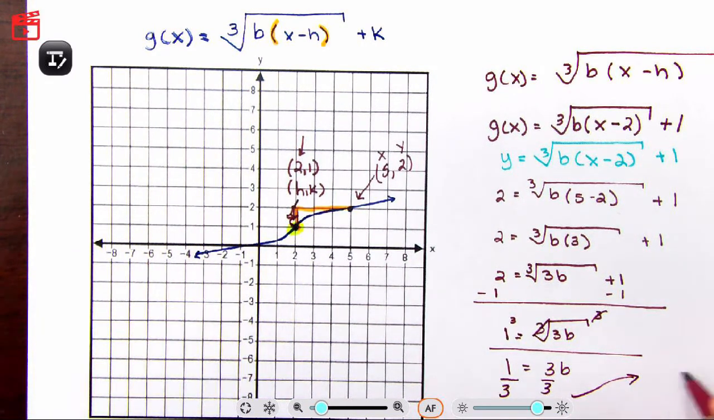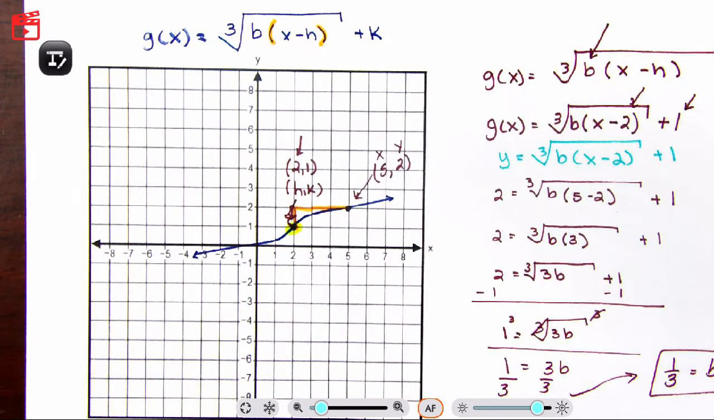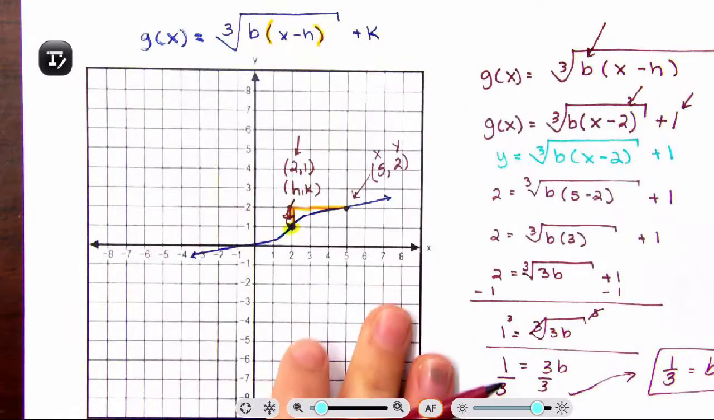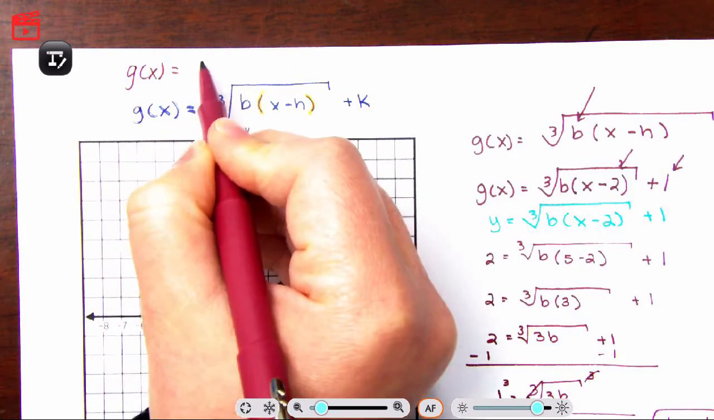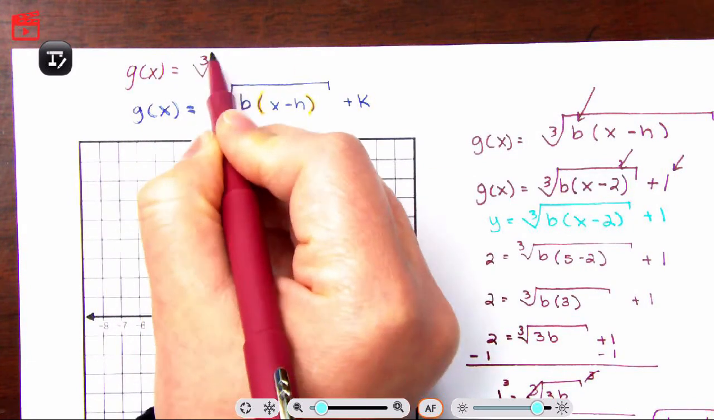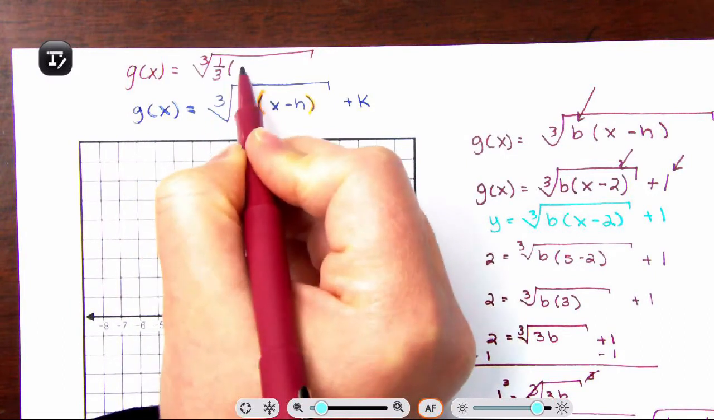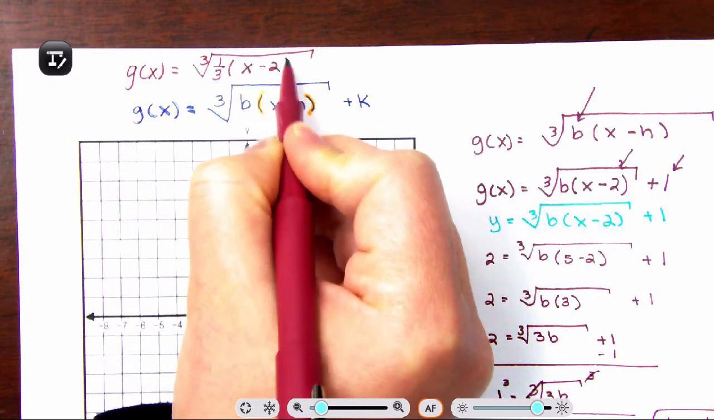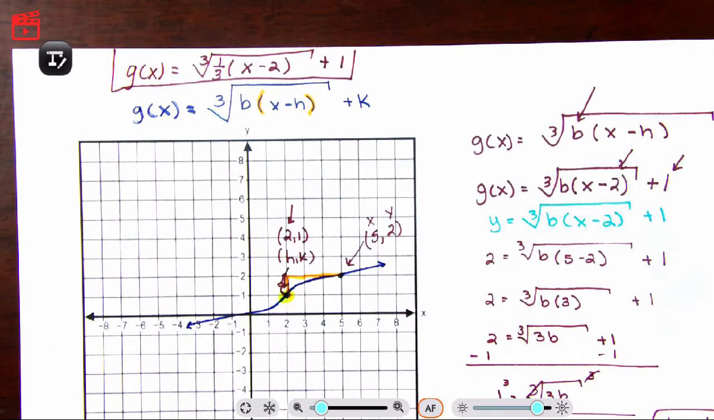And once again, like I said, b is 1/3. So you're going to take that 1/3, you're going to plug it into b with your h and k, and then you have your final answer. So how would our final answer look? I'm going to write it up top here. Our final answer is g of x is equal to cube root of (1/3 times (x minus 2)) plus 1, and that is our final answer.